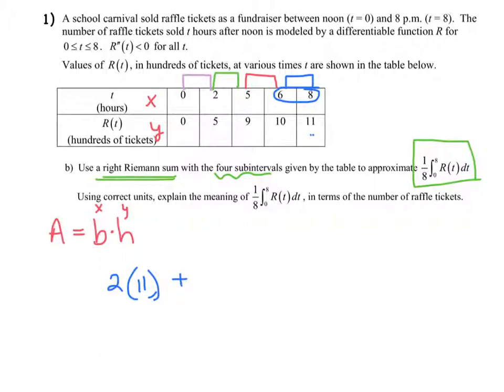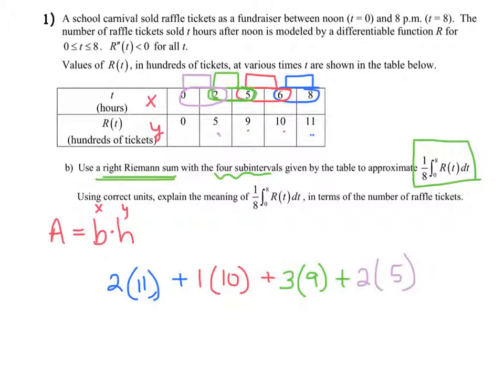Now I move on to my next rectangle. The difference in these bases is 1, and my right-hand side would be the 10, plus. Now I move on to the next one: my difference in x's is 3 for my base, and my height is the right-hand side, so 9. Plus, last one, again, the difference in x's this time is 2, and my right-hand side is 5.